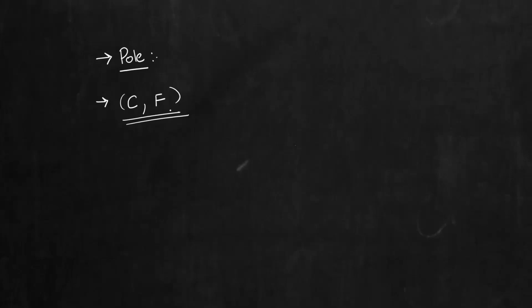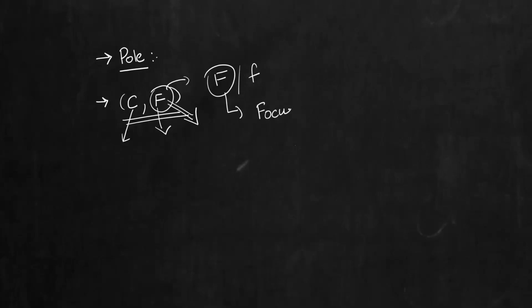C is for curvature and F is for focal length. Yeah, C is for curvature and F is for focal length. And here I have written not small letter F, here I have written capital letter F. Is capital letter F for focal length? Sania, yes or no? No. Capital letter F is not focal length. It is focus, whereas small letter F is focal length.